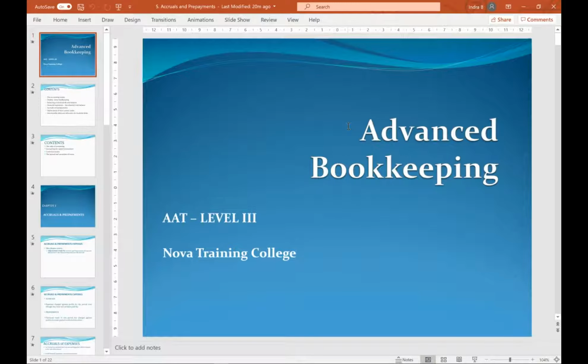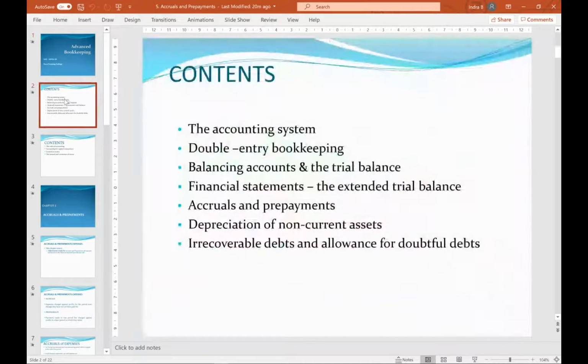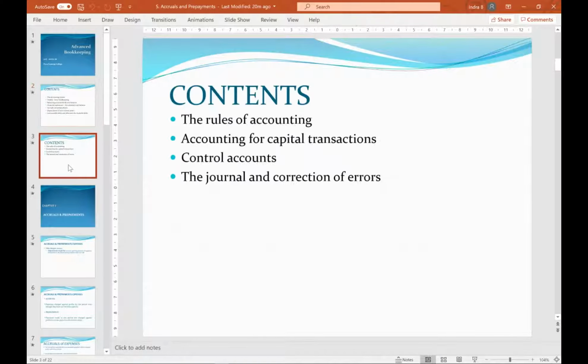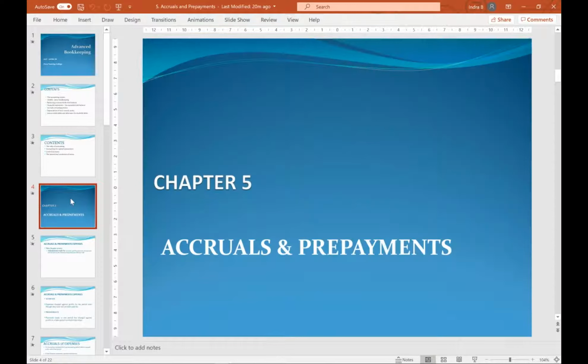Advanced bookkeeping. So these are all the contents of our book. And today we are learning chapter 5, accruals and prepayments.